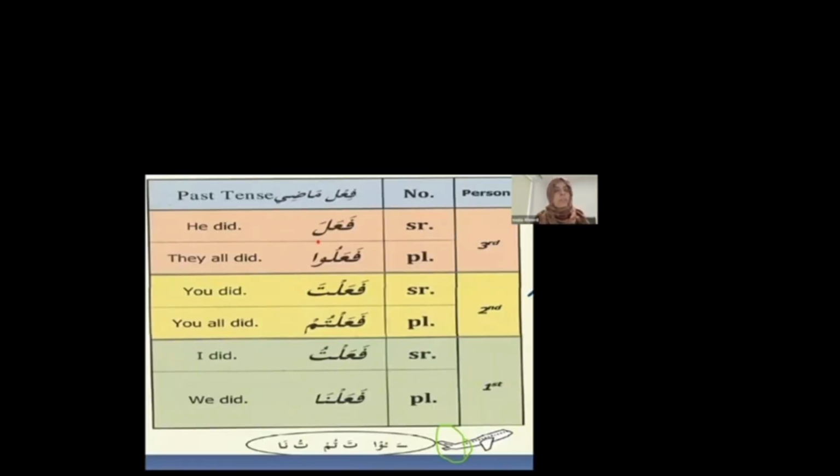So, 3-letter word with suffixes. Fa'ala, he did. Fa'alu, they all did. Fa'alta, you did. Fa'altum, you all did. Fa'altu, I did. Fa'alna, we did. So for past tense, we always look at the tail end of the word, because the tail end of the word shows us whether it is first person, second person, or third person, whether it is singular, dual, or plural.